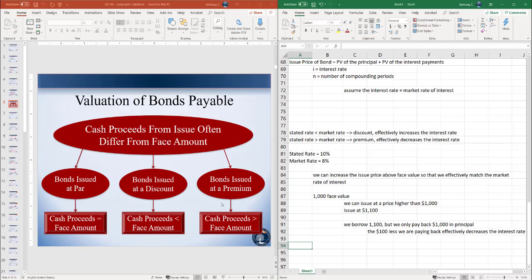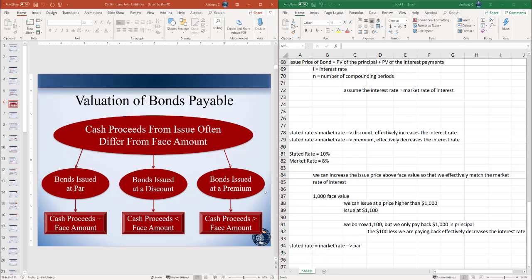Then, in very rare cases, the bond may be issued at par. When the stated rate is equal to the market rate, the bond is issued at par. That's the easy case, but again, it is extremely rare for that to ever happen.